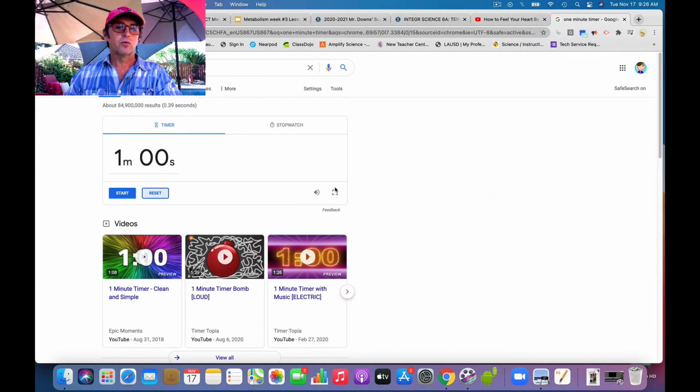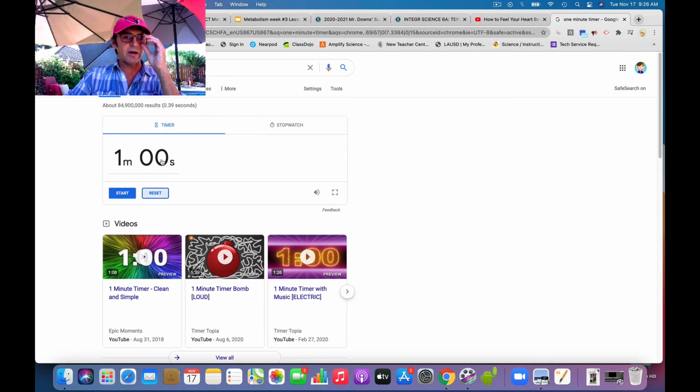Here we go. We have a minute timer, so you don't have to think about the clock. All I want you to do is count. Every time you feel that bump, count. Now you have to put a little bit of pressure there. Go ahead and find it and just count. That's all you need to do. How many beats per minute? Ready? Go.